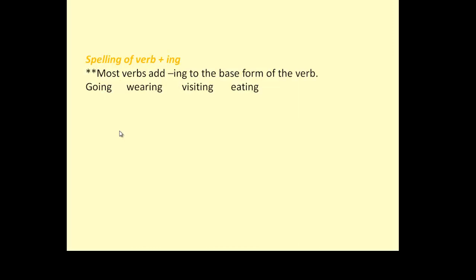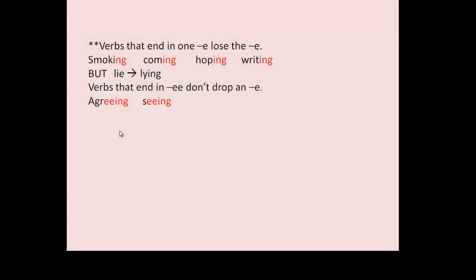Now we will talk about the spelling of verb plus ing. Spelling is important for writing. If I want to write anything, I have to know how I can spell this word or that. So most verbs add ing to the base form of the verb, like go, going, wear, wearing, visit, visiting, eat, and eating. They are simple here.